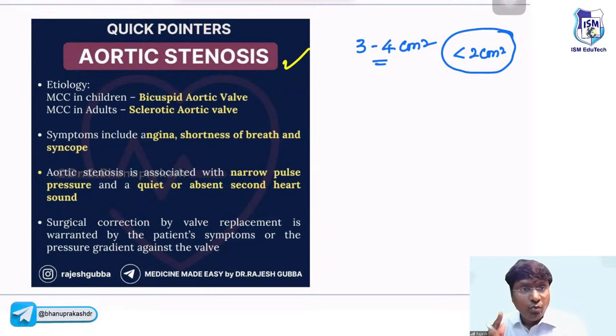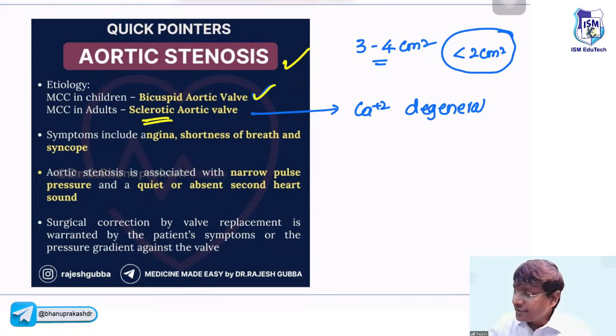And what is the most common cause of aortic stenosis in children? That will be the bicuspid aortic valve. Whereas in adults, the most common cause will be the sclerotic aortic valve. So this is basically calcific degeneration of the aortic valve. Right? Calcific degeneration of the aortic valve.